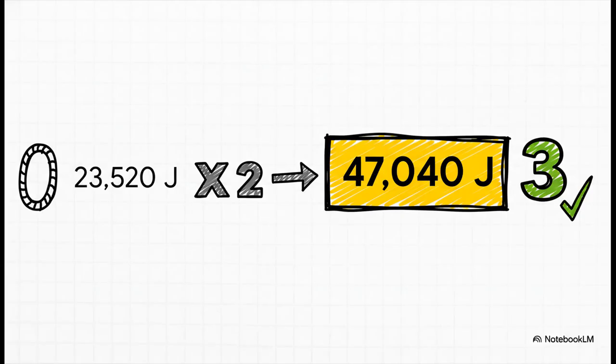Okay, step 3. Now, this is a classic trap. It's so easy to forget this bit. The question clearly states there are 2 bungee cords. It's such a simple detail, but missing it will cost you a mark. So we're not going to miss it. We double our energy, giving us a grand total of 47,040 joules. And boom, that's mark number 3.